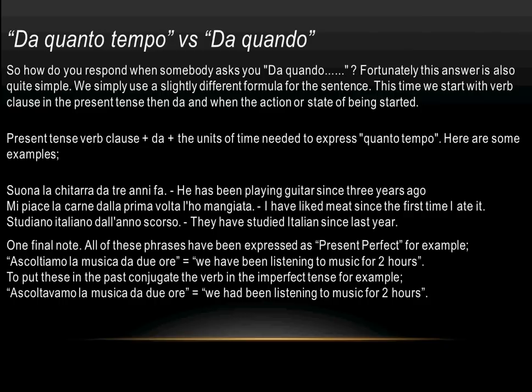One final note, all of the phrases have been expressed so far as present perfect in English, for example, ascoltiamo la musica da 2 ore. We have been listening to music for 2 hours. To put these in the past, you simply conjugate the verb in the imperfect tense instead of the present tense. For example, ascoltavamo la musica da 2 ore. We had been listening to music for 2 hours. It's not we have been, it's we had been. So if you need to express it in the past, you simply conjugate the verb in the imperfect tense.